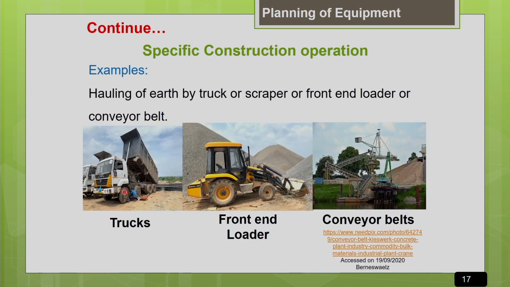You can either go for a truck, which is the best hauling equipment, or you can go for a front end loader. So for shorter distances, say up to 100 meters, you can go for a front end loader, or you can go for a conveyor belt, if the productivity requirement is more. So everything depends upon your job requirement. So you work out the options, work out the economics of all these options, and whichever gives you the lesser unit production cost, go for that particular option.